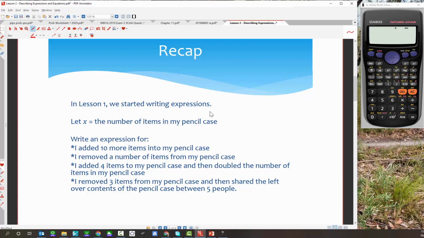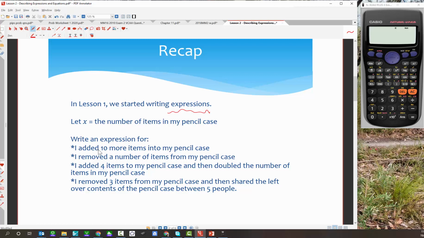So what we did last lesson was we started to write our own expressions where we had a variable and we did something to that variable. So in this case here, let x equal the number of items in my pencil case. I've got a pencil case in my hand as we speak, and it's got a number of items in it. How many has it got? Your answer should be, I don't know.